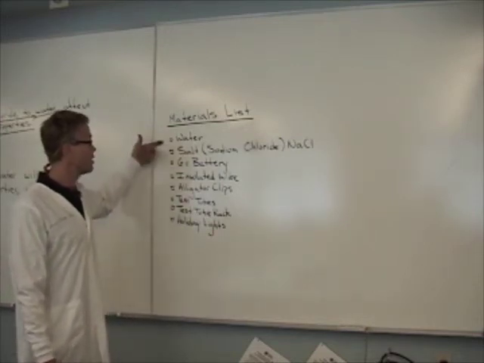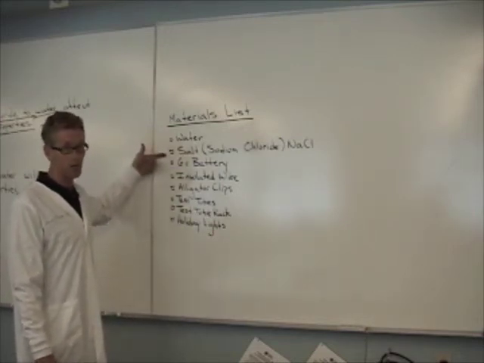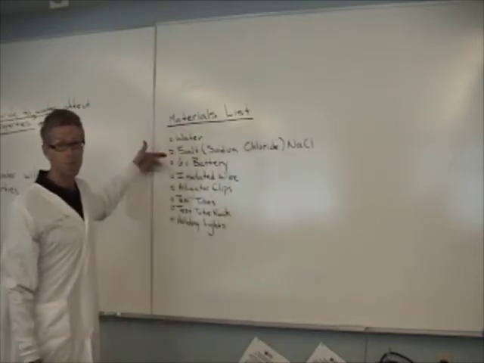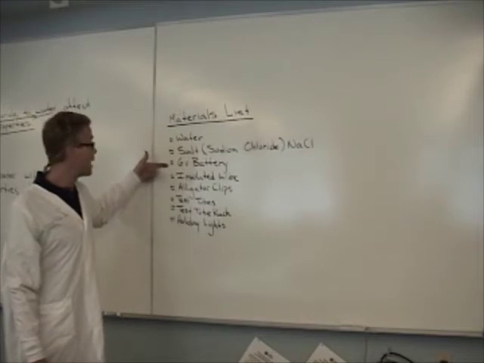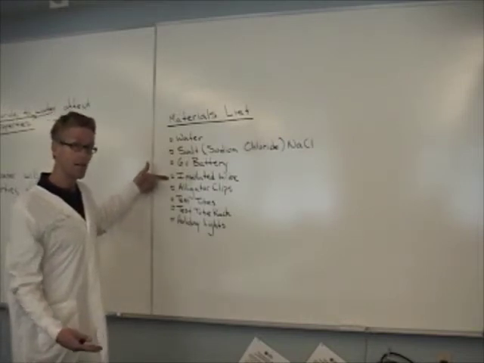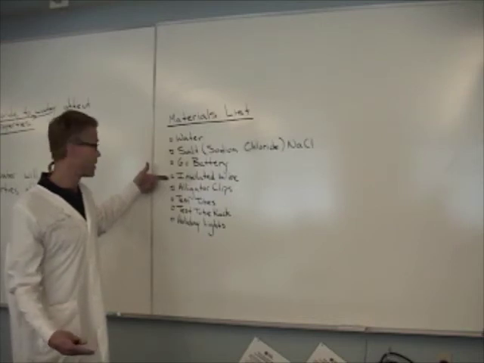We're going to need water, and our table salt, our sodium chloride, that's where we're going to get our chlorine from, the stuff that's in the pool. We're going to need a 6-volt battery and some insulated wire. I like to have red and black insulated wire, red for positive, black for negative.